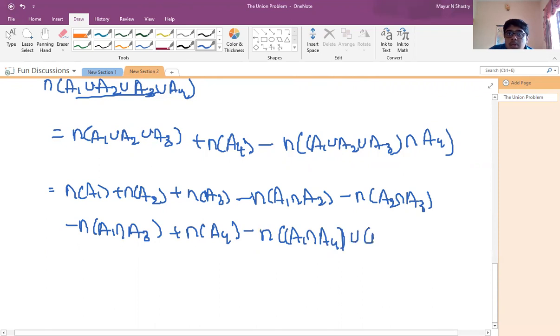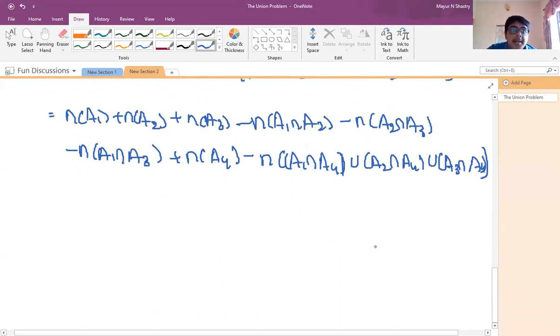This union with A2 intersection A4. This union with A3 intersection A4. That's more complicated, but doable.